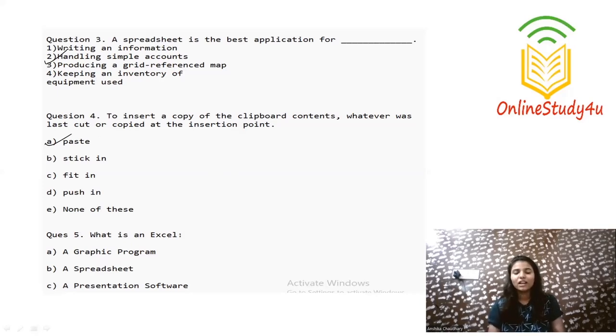What is Excel? Is Excel a graphic program? No. A spreadsheet? Yes, it is a spreadsheet program. Excel is an electronic spreadsheet program. But here the option is only spreadsheet, so we will mark spreadsheet, right? I hope it makes sense and it is clear to you. So let's move on to the next question.